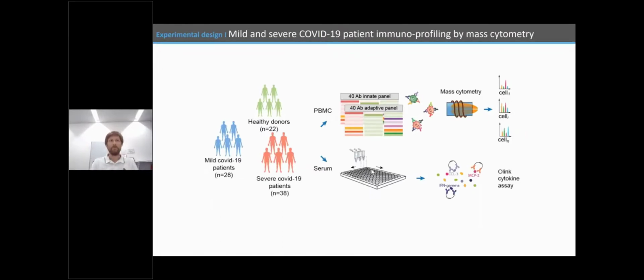We then took all of these patient samples and in addition had 22 healthy donors, and we analyzed the PBMCs using an antibody panel for the innate cells as well as for the adaptive immune cells. And each panel contained 40 antibodies, and we analyzed all of those cells then by mass cytometry, and overall we acquired about 6 million cells in 2 batches using a 60-well barcoding scheme. In parallel, we used the serum of all of these patients, and we did cytokine profiling using the so-called O-link approach.